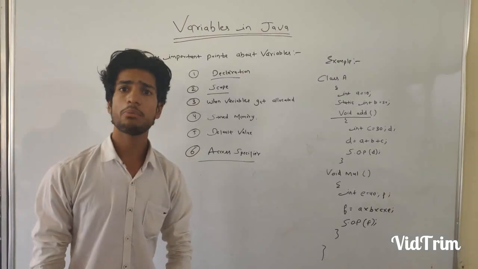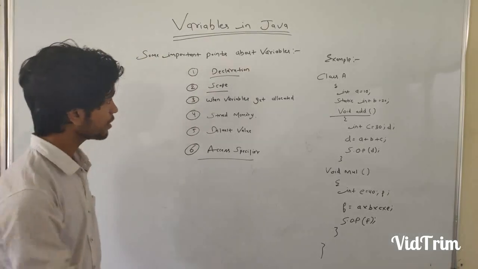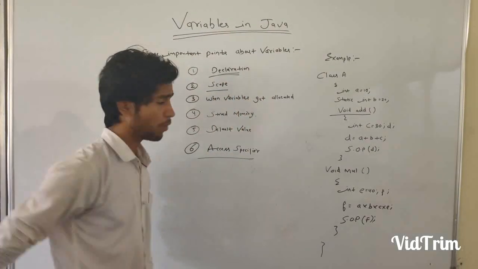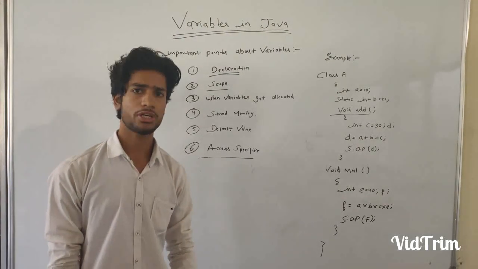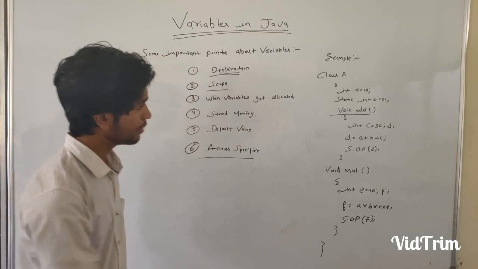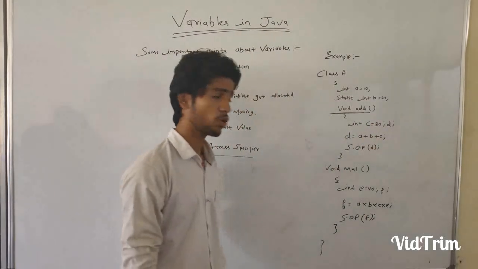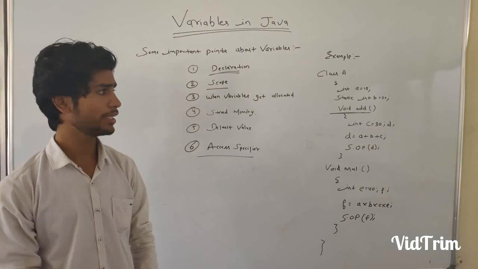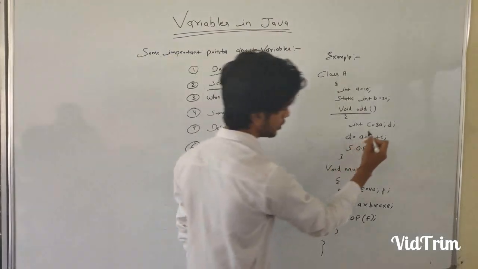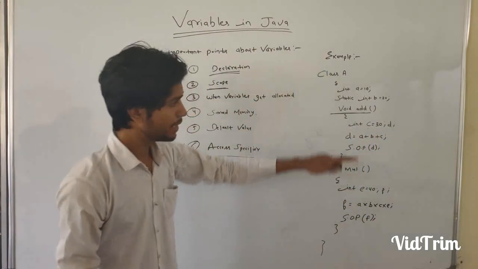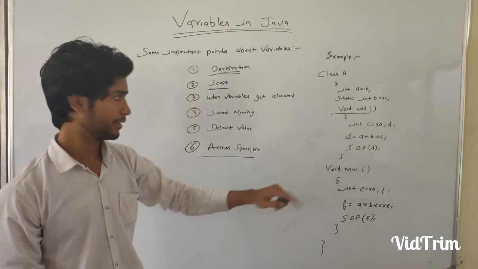Now let us discuss some important points about variables. Let us start with the local variable. First point is declaration. What is the declaration for the local variable? They are declared in a method, constructor or block. For example, void a is a method in which int c and d are called local variables because they are declared in the method. Now what is the scope for this variable? For c and d, the scope of the variable is inside the method. They cannot be used outside the method.